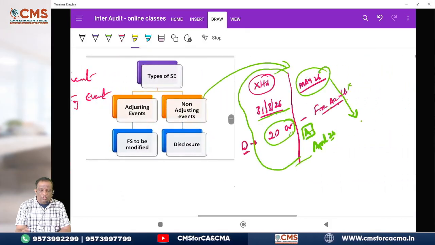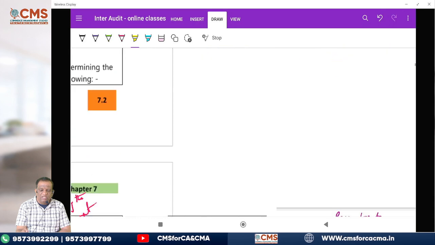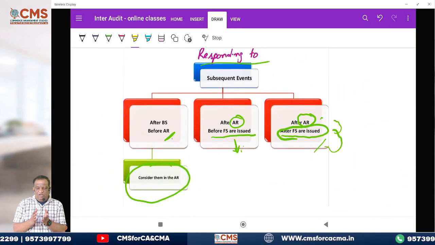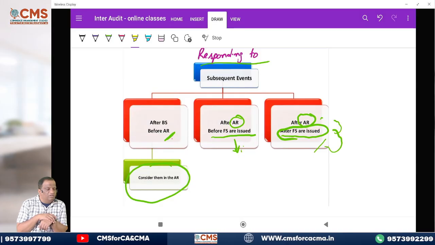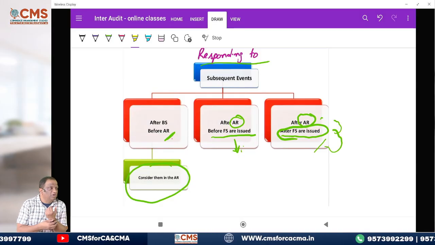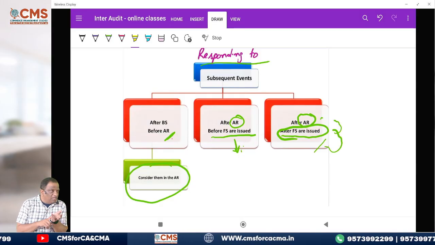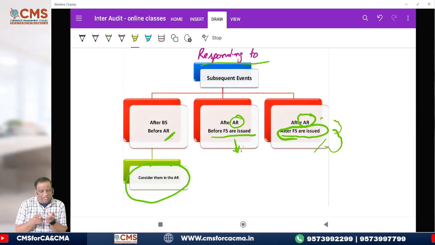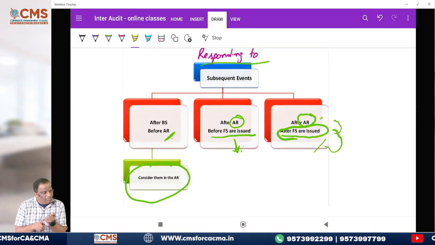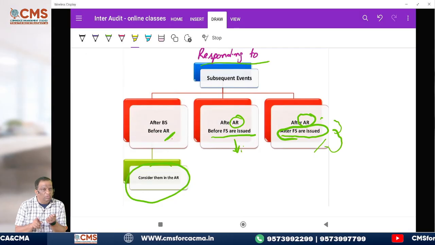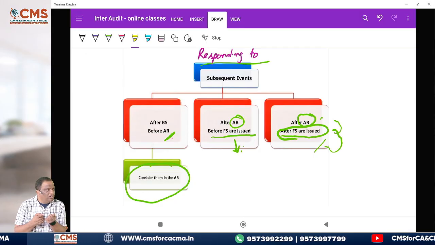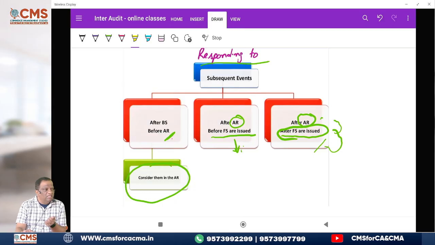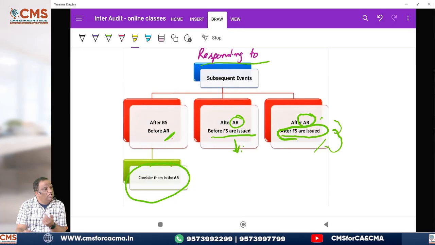Then how do you respond to the subsequent events? There are three scenarios, depending on when it is happening. Now you tell me, what are the three scenarios that would differentiate the response of the auditor? First one, after the balance sheet but before the audit report. The second one, after the audit report, before the financials are circulated or issued. And the third one, after the audit report and after the financials are circulated. Now, the first one is easy because since you have not issued the audit report, you can always control it.